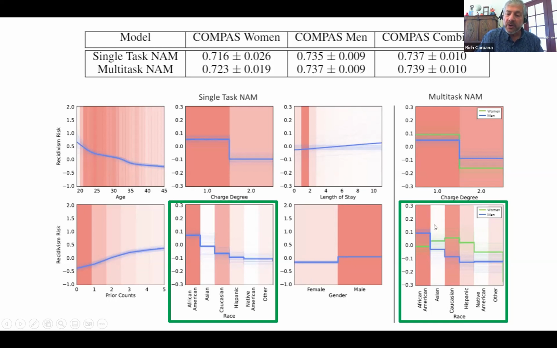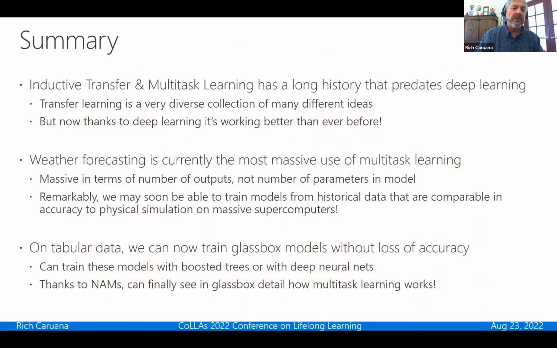And this sort of shows that doing multitask learning is probably a much fairer model to use for men and for women, and it's more accurate. So it would make a lot of sense to do this. And now, for the very first time, we can see what's being learned by these models. Inductive transfer, multitask learning, has a long history that even predates deep learning. And of course, now that deep learning is here, it's working even better, and there are many more ways to use it. So that's just really exciting.